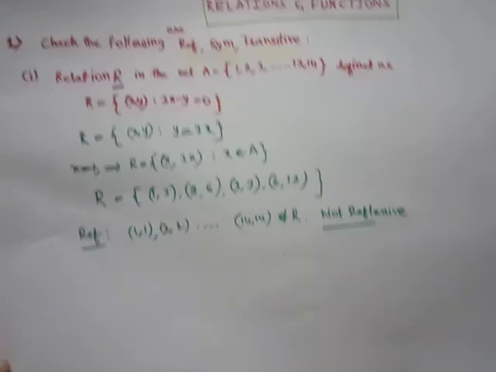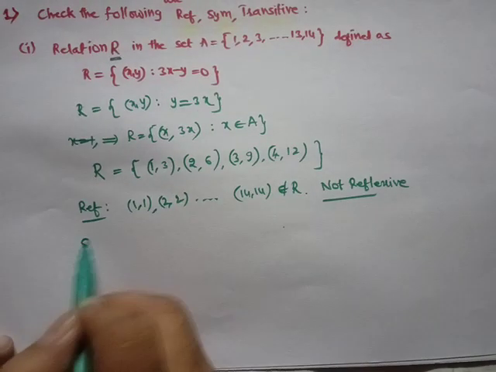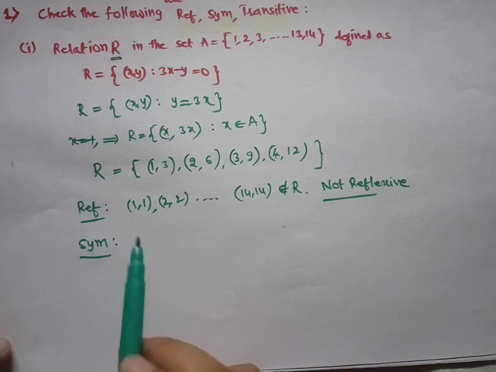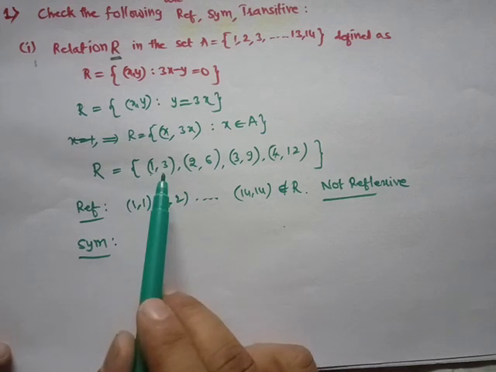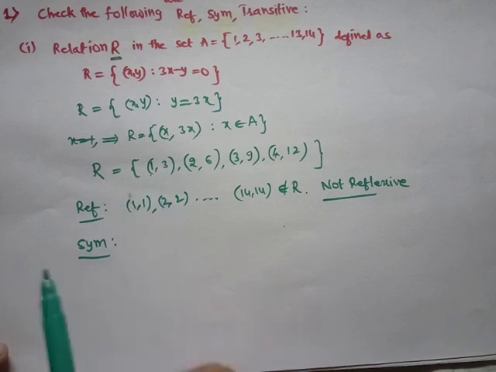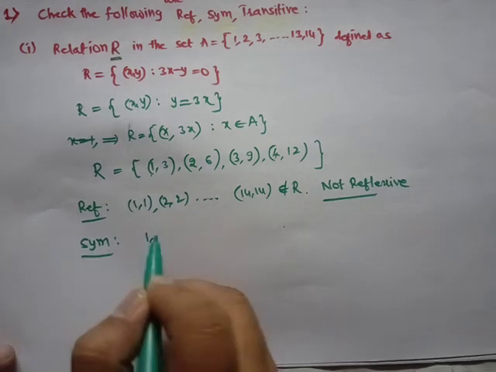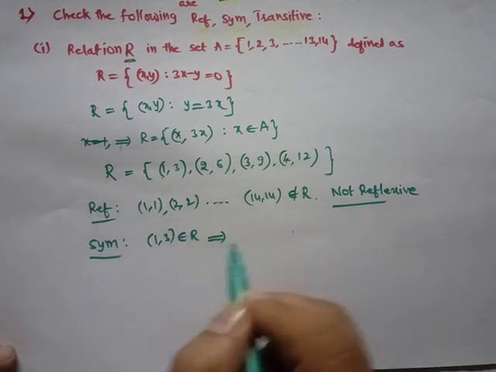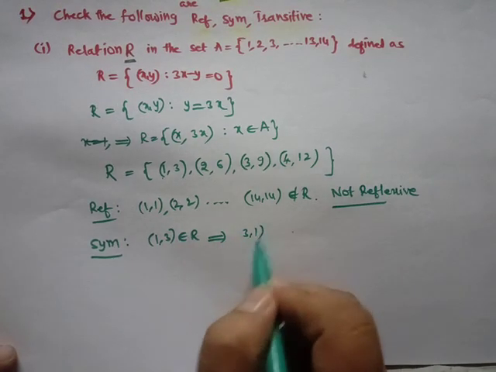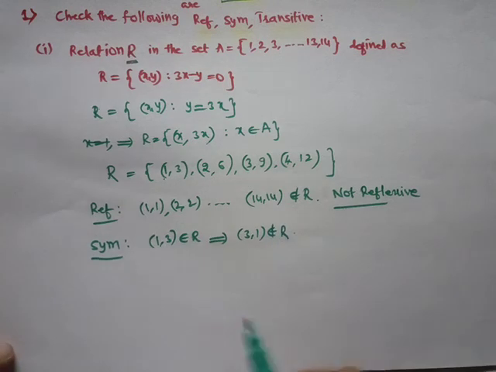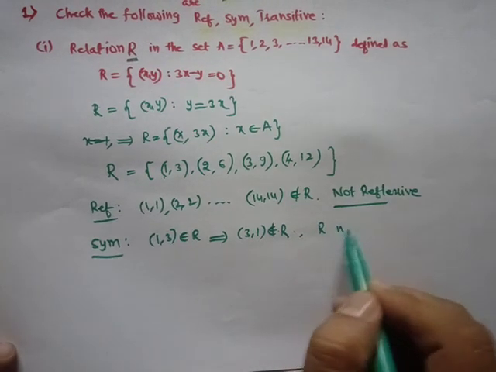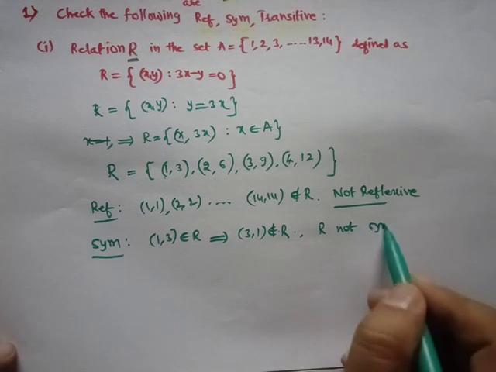And coming to the second, whether it is symmetric or not. If (a, b) is present, then (b, a) should be present. (1, 3) is present here, but (3, 1) is not present. (1, 3) belongs to R, and this implies (3, 1) does not belong to R, so that's why R is not symmetric.